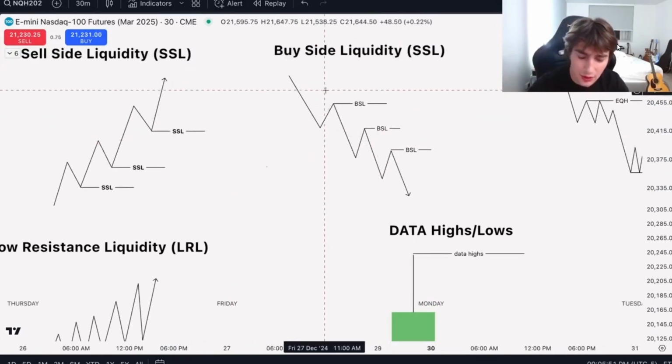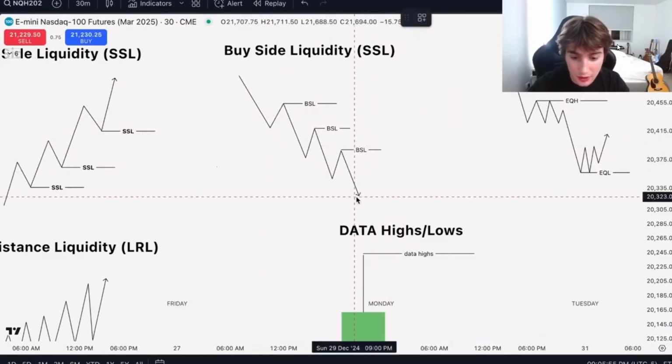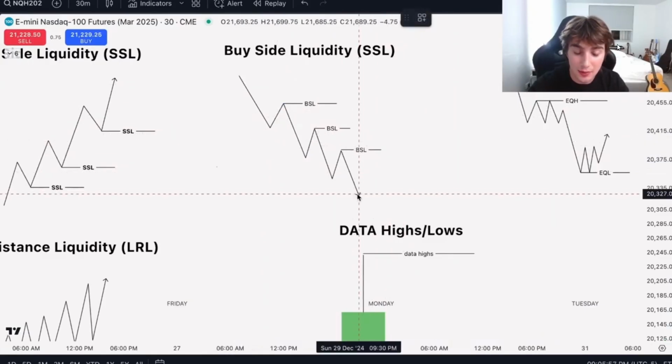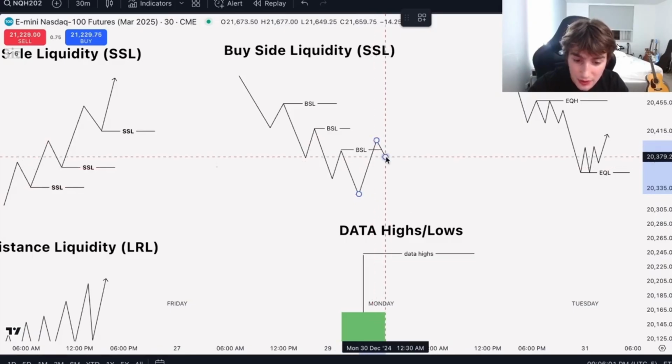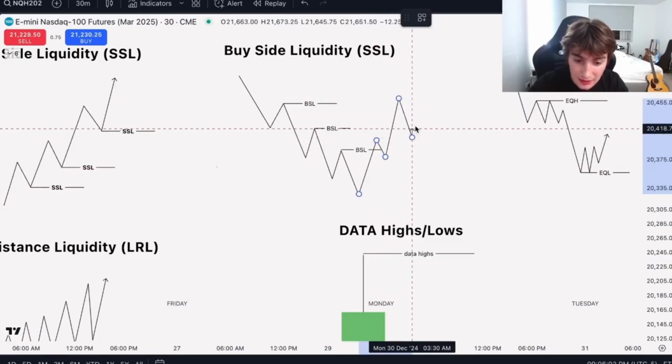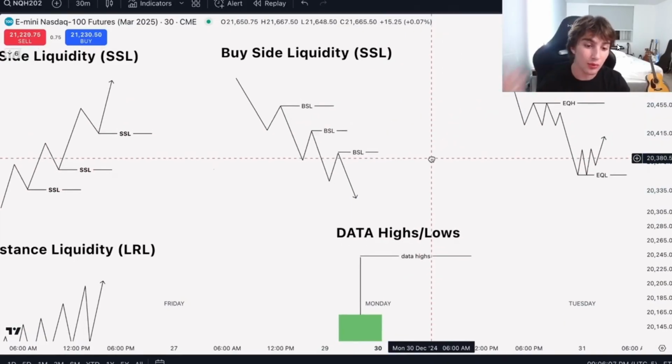And then there's buy side liquidity, which is just when you're in downtrending price. These swing highs are going to be your buy side liquidity, right? So if you're looking to take shorts because price is bearish, we'll wait for price to trade higher and sweep some of this buy side, and then try to find some short. But you always want to have a liquidity sweep prior to entering.